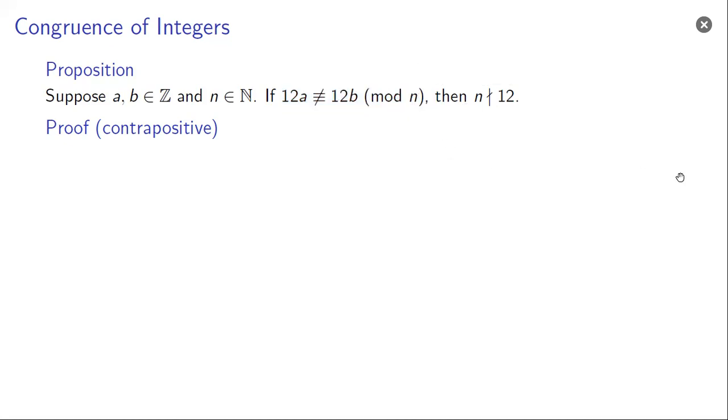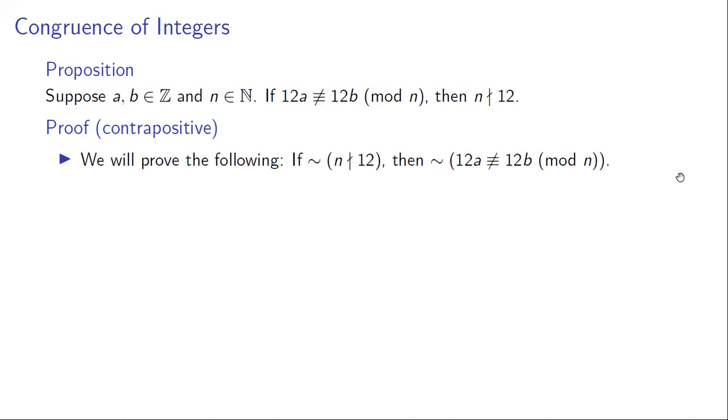And that is proving the contrapositive, which is therefore proving the original proposition. Okay, so what we want to do is prove the following. If n does not divide 12, then 12a is not congruent to 12b mod n. In other words, if not this, then not this.